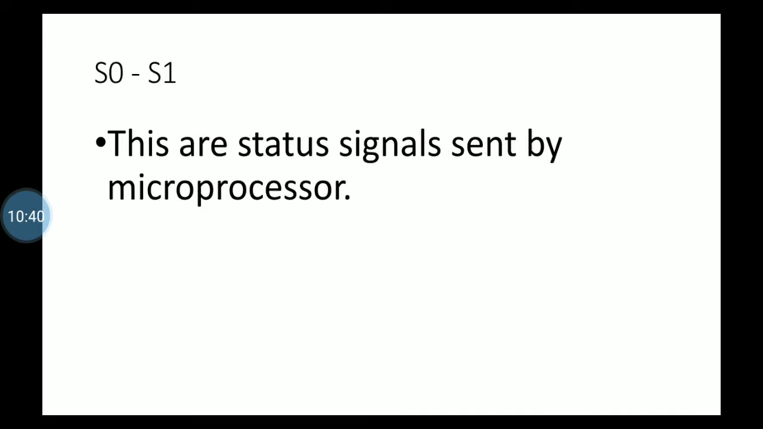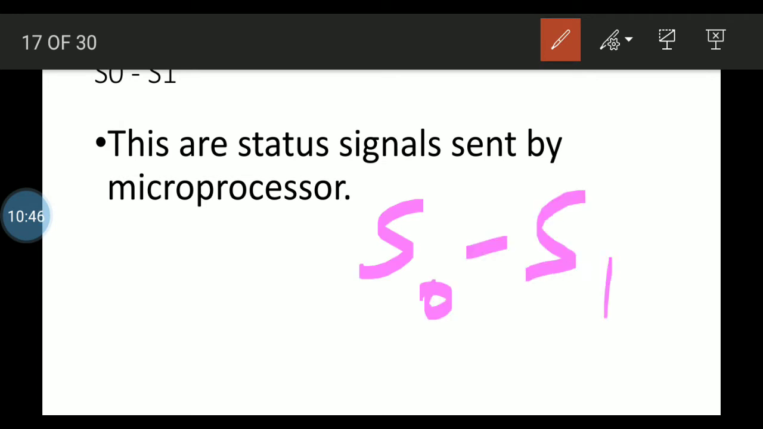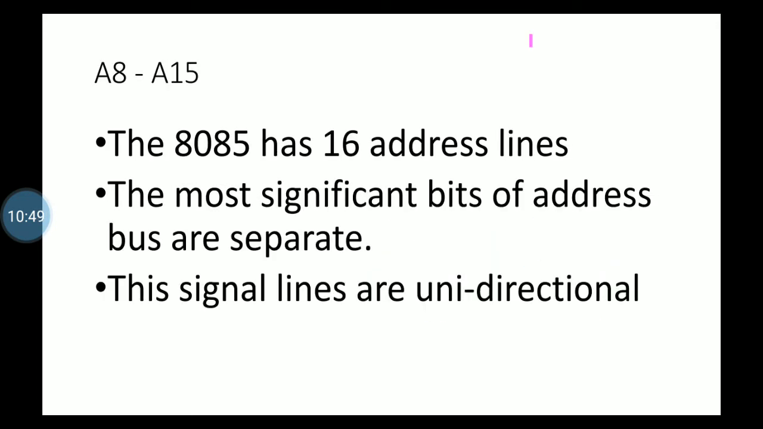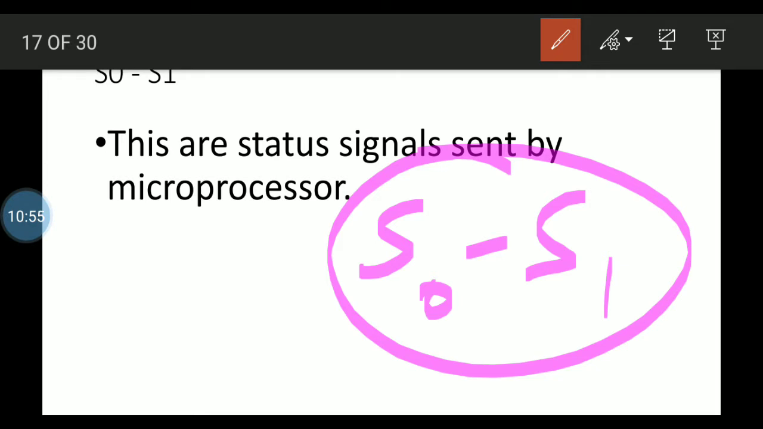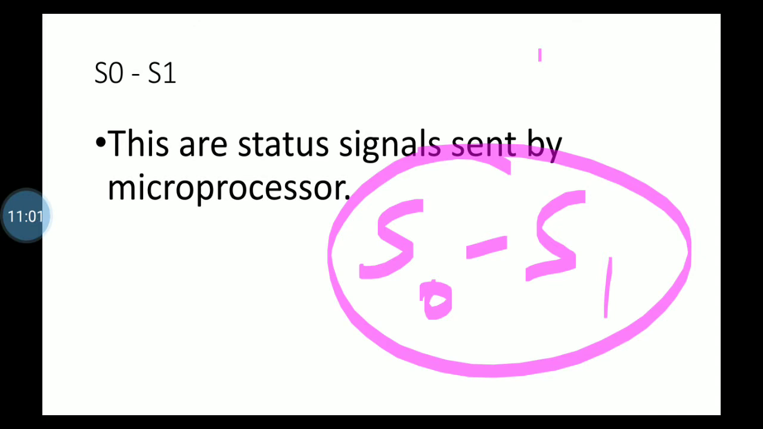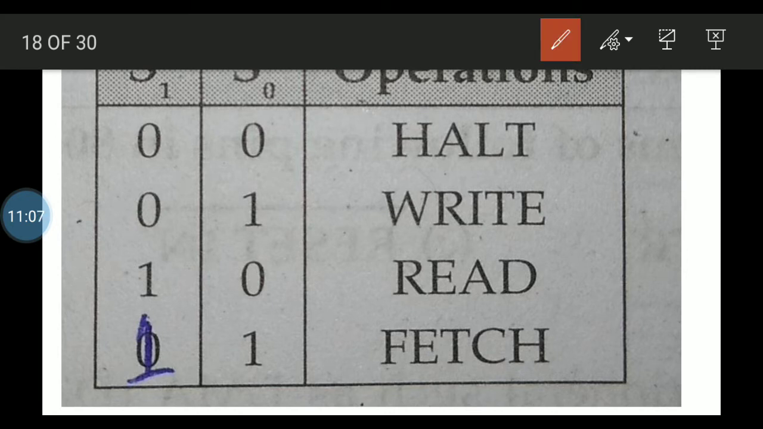Come to the next pins, S0 and S1. They are all status signals. These are status signals sent by the microprocessor. Here you can see, 00 means halt, 01 means write, 10 means read, and 11 means fetch. When both are 1, it means fetch. Fetch means to accept the data.